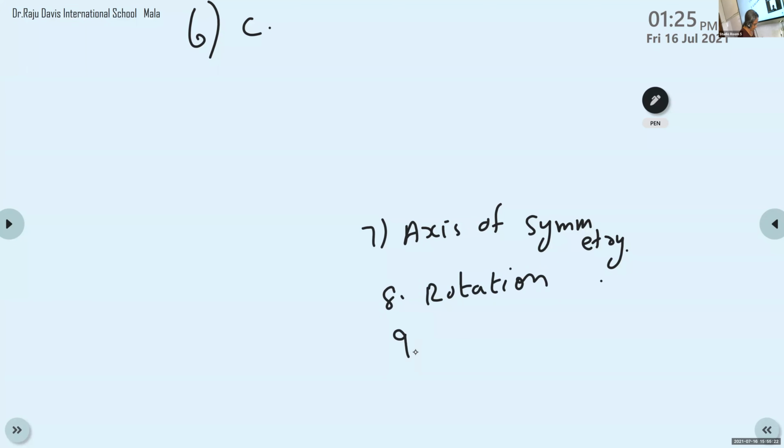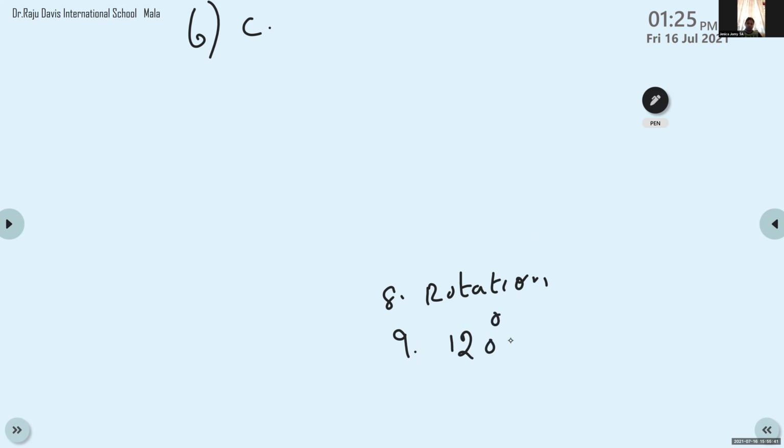Ninth one, Janika. Read the next question. If a quarter turn is 90-degree rotation, then a 1/3 turn is dash rotation. How much degree? 120 degree.